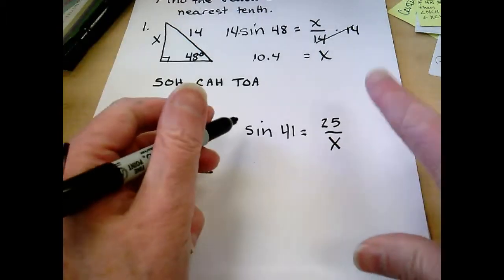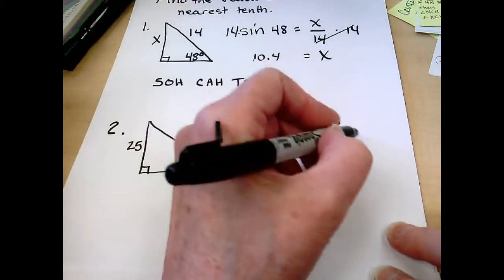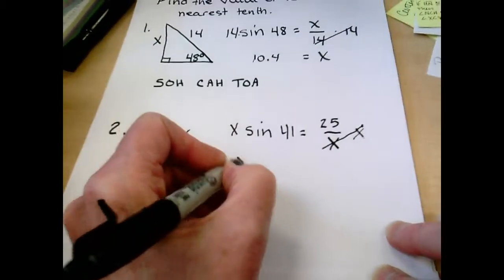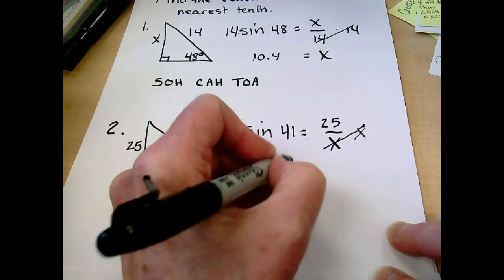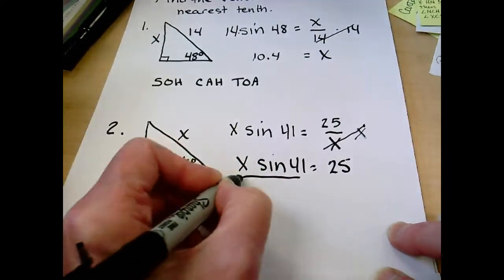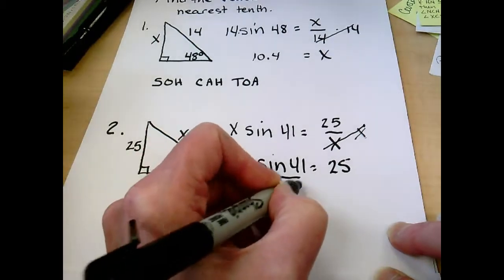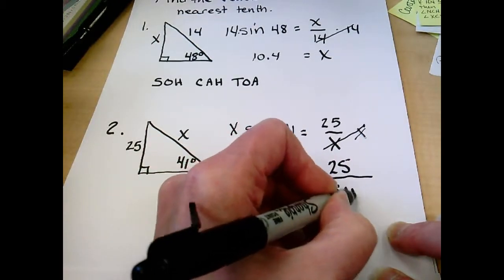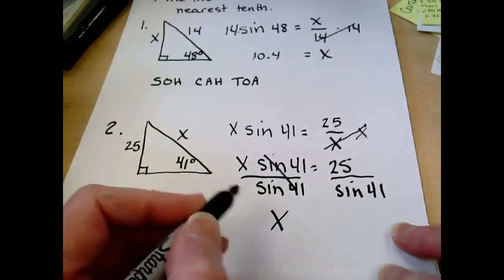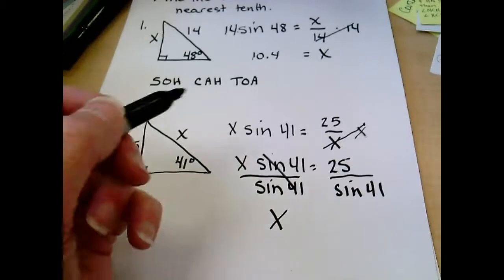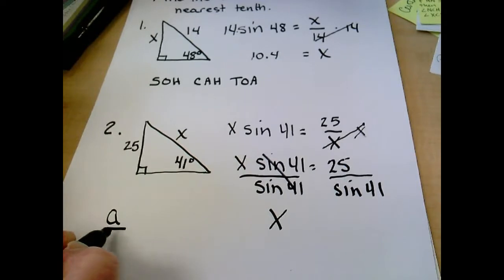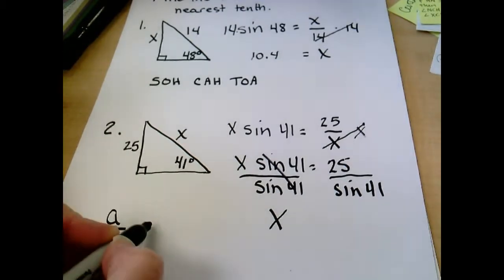So I need to multiply both sides by x. So it cancels out here. So I have x sine of 41 is equal to 25. And now I want to divide by sine of 41, so that I get x by itself. Properties of proportions that you've worked with before.